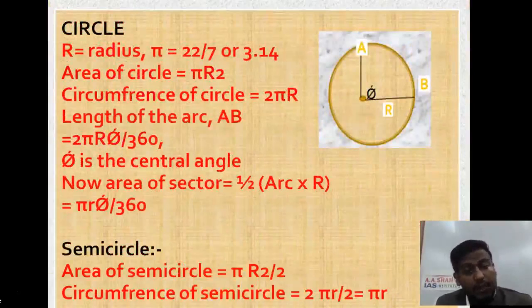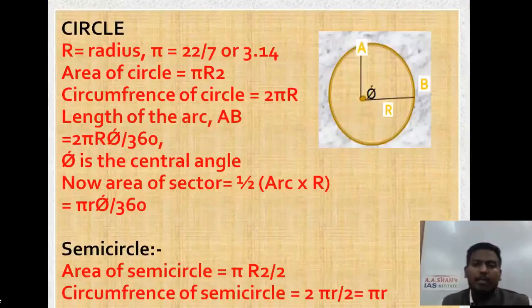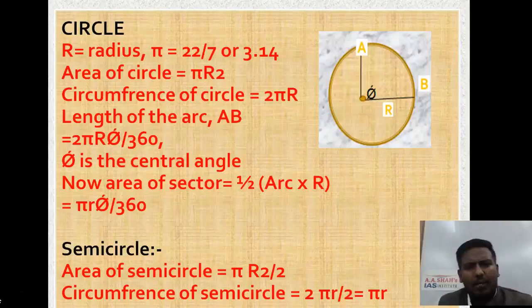Now we move towards the third most important entity under the area part, which is the circle. So first of all, what is circle? Circle is the locus of all the points which are equidistant from the center, like the boundary, or you can say the boundary of the circle. All the points lying on the boundary of the circle, or the points which are equidistant from the center, make the boundary of the circle.